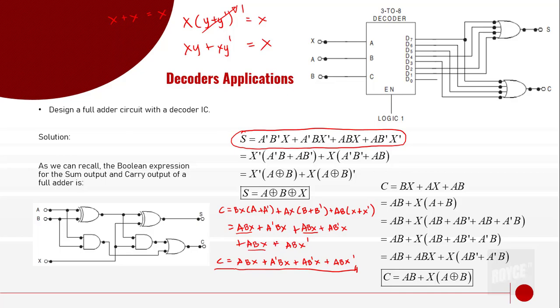implement it na. So, again, since tatlo yung variable natin, we're gonna use a 3 to 8 decoder. Okay? So, kung i-translate natin ito sa truth table, so we have the A, B, and X. So we have 0, 0, 0, 0, 0, 1.